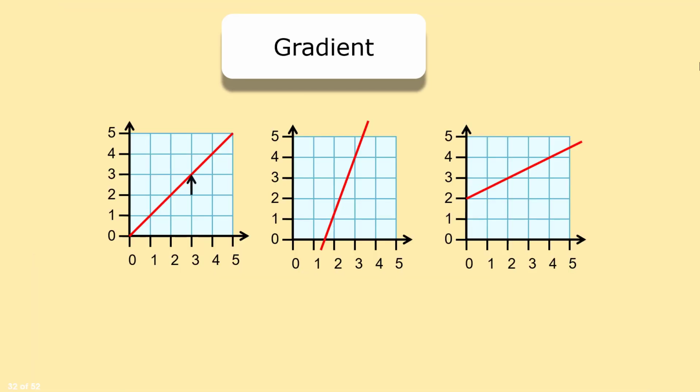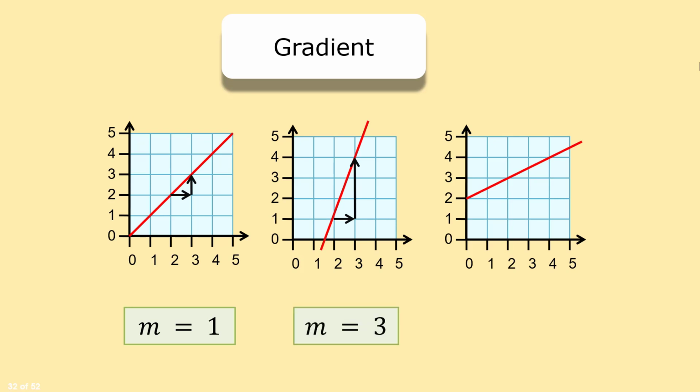Let's explore. The vertical change is 1. The horizontal change is 1. So 1 divided by 1 is 1. The symbol for gradient is m. Choose any 2 points. The vertical change, do you see it's 3 units? And the horizontal change is 1 unit. 3 divided by 1 is 3.